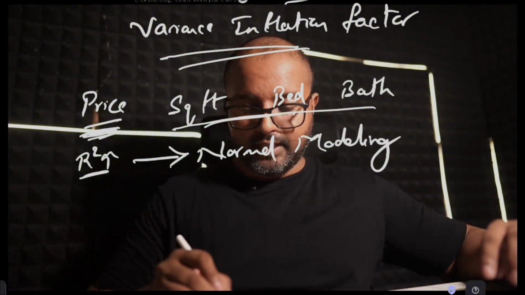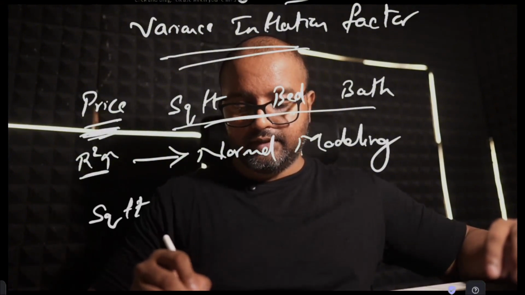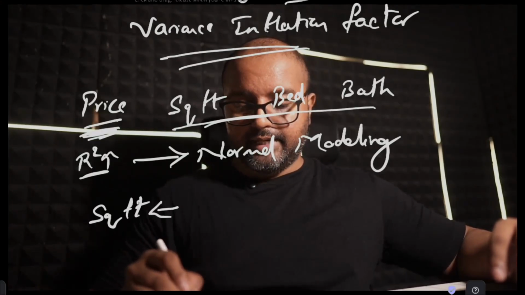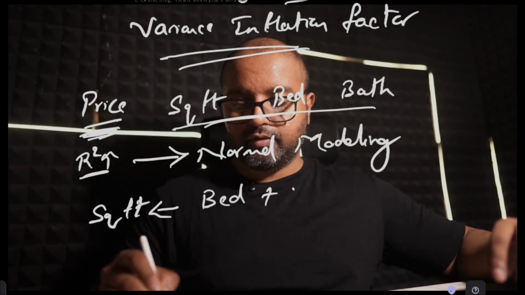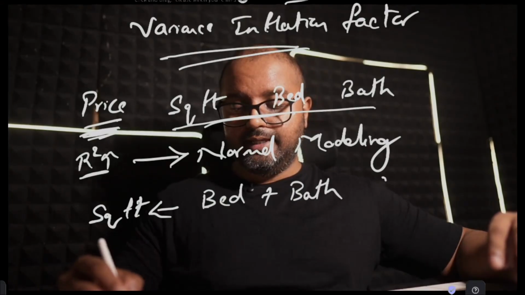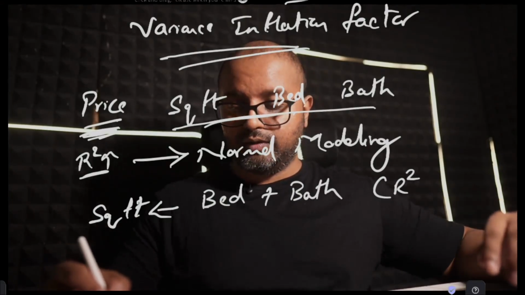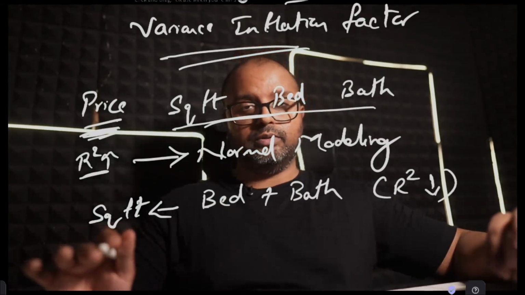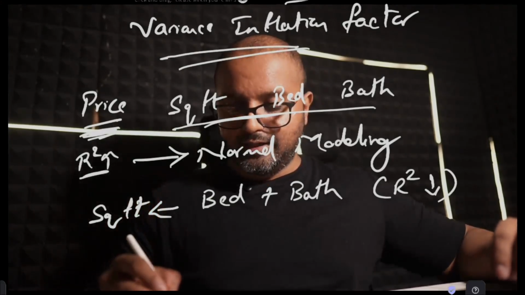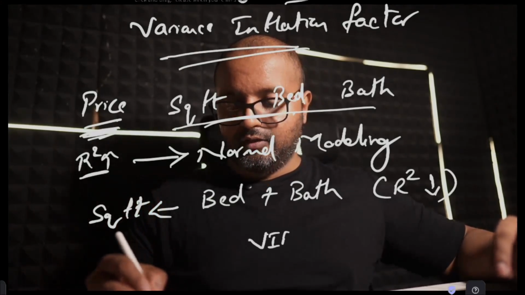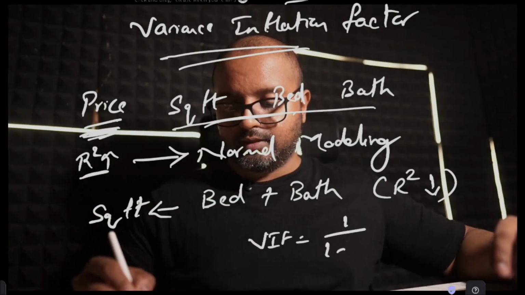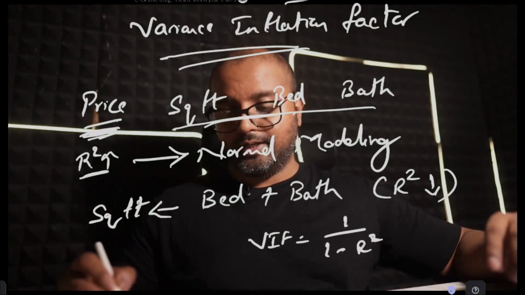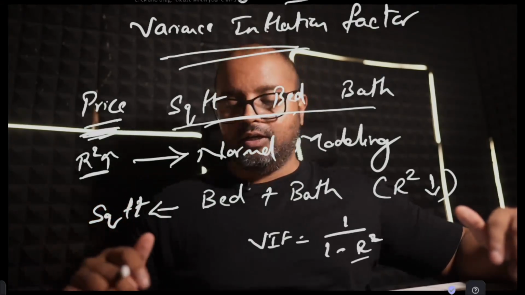Let's take the example of square feet. We want to see if square feet can be predicted by number of beds and number of baths. And when we do that, we get an R squared as well, and we want this R squared to be as low as possible. The reason is that the VIF formula is 1 divided by 1 minus R squared. So you'll see the R squared is in the denominator, so having a low value is good.